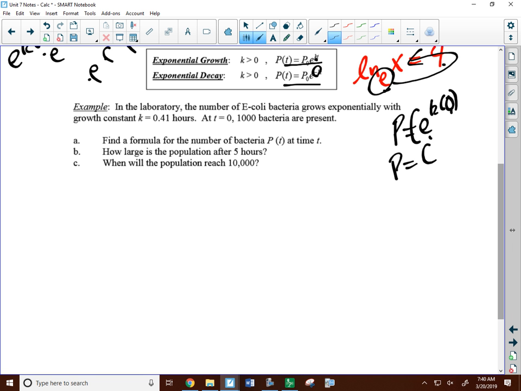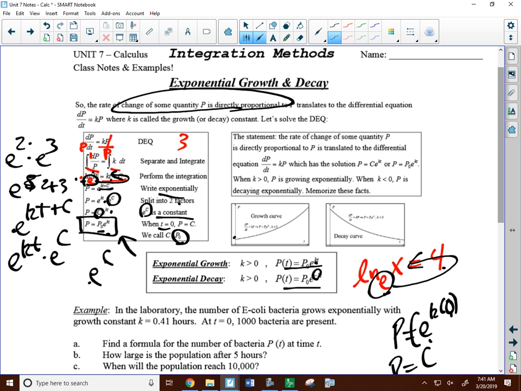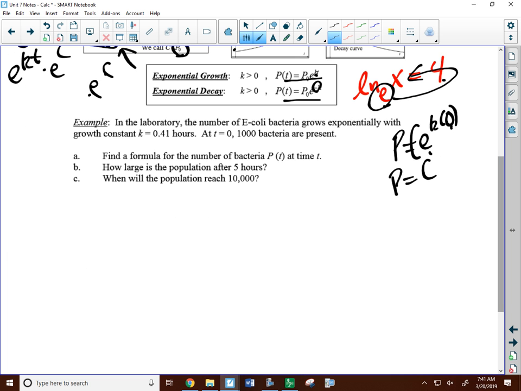Let's try a few here. In a laboratory, the number of E. coli bacteria grows exponentially. If it says that, or if it says the rate of change is directly proportional to the amount, then you know it's exponential growth or decay. If they didn't say that, we couldn't assume that we could do this formula. This one says it's exponential, so they give us the growth constant. That's not always going to happen. Many times we're going to have to solve for it. And at t equals 0, 1,000 bacteria are present.